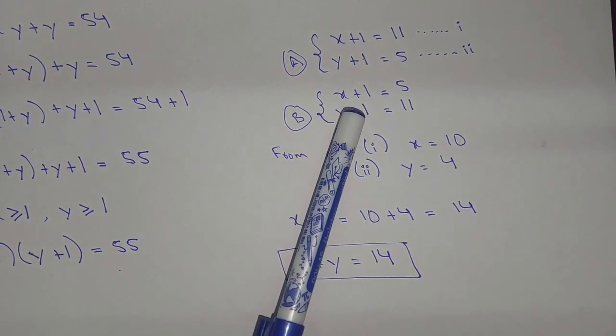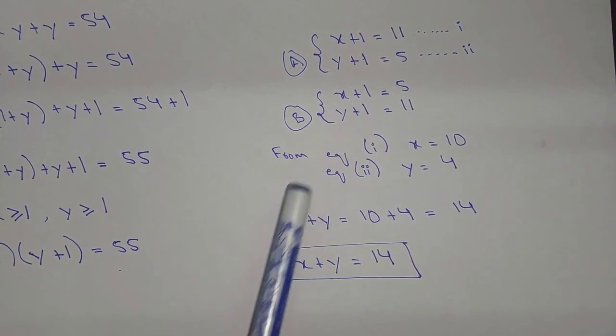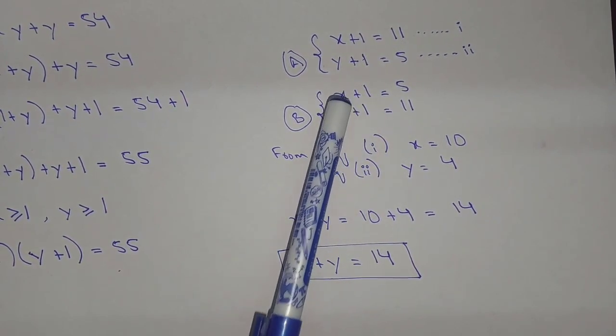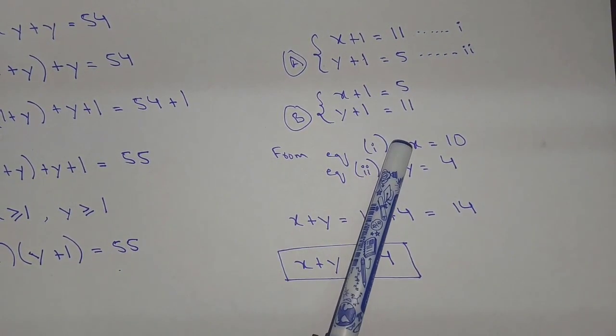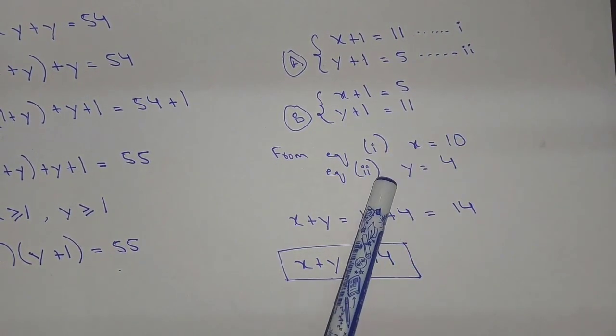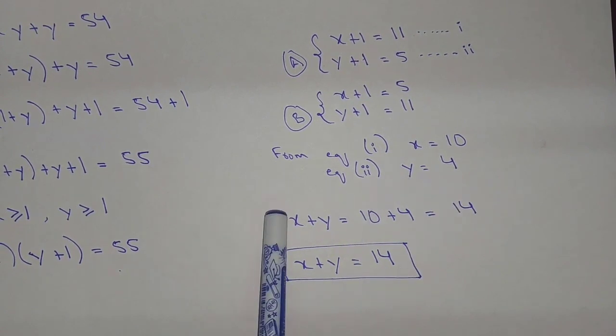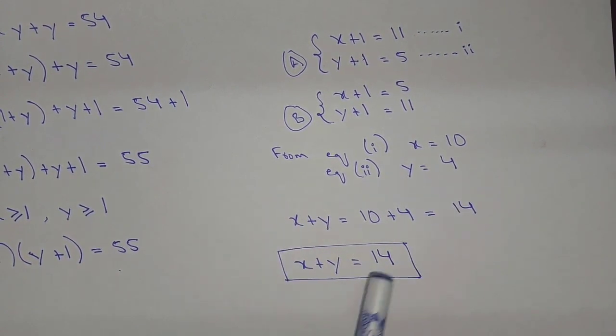Now here you can see that even if we find the value of x and y from these two equations, then the value of x will be 4 and the value of y will be 10. So again x plus y will be 14. So this is the final answer: x plus y equal to 14.